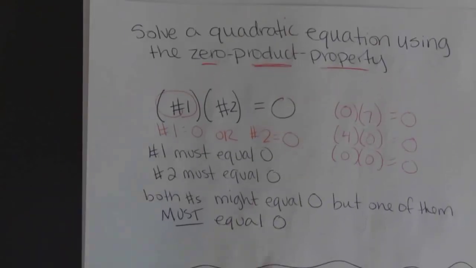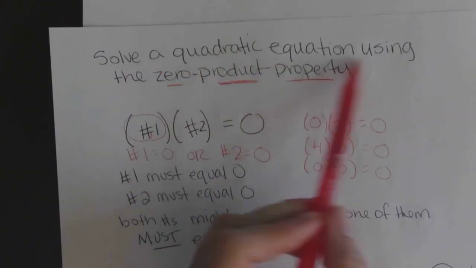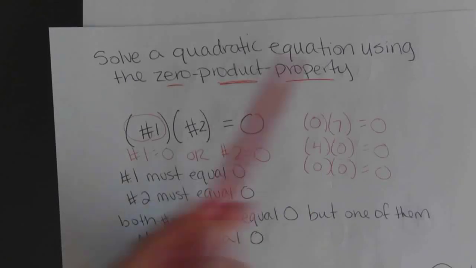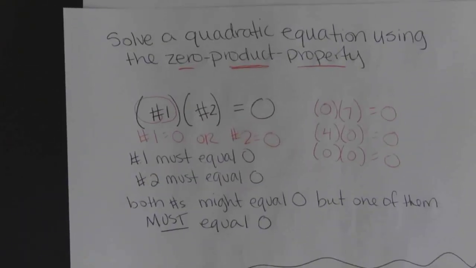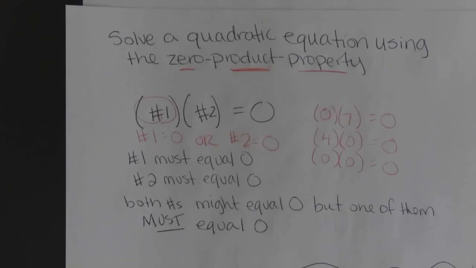So super easy lesson, everybody. Super easy IXL today. Check it out. The title is Solve a Quadratic Equation Using the Zero Product Property. We're coming to an idea of why we're doing this. That'll come later in the week. But for today, that's all you've got to do.